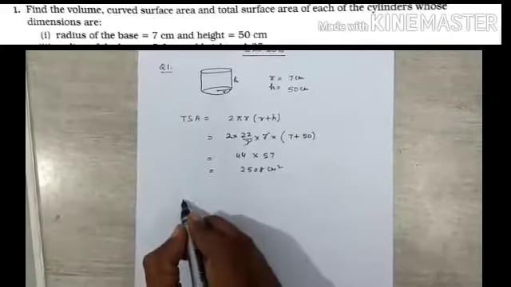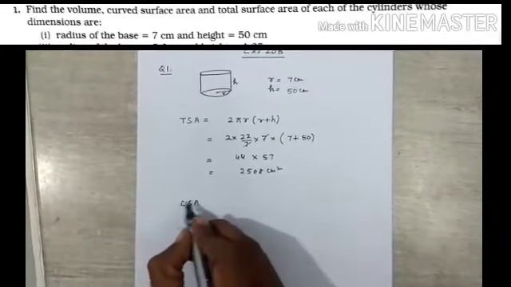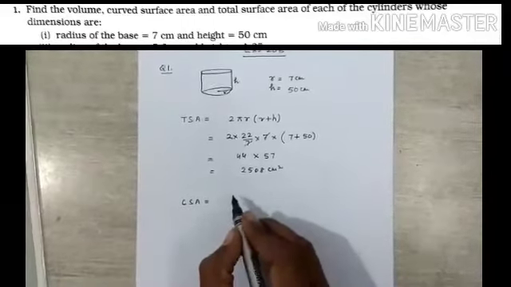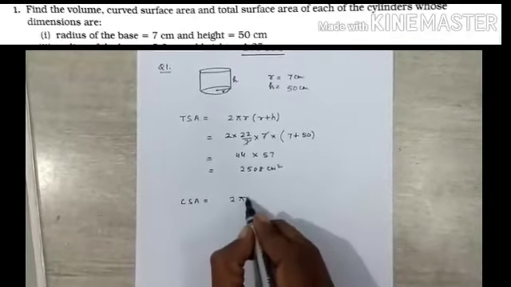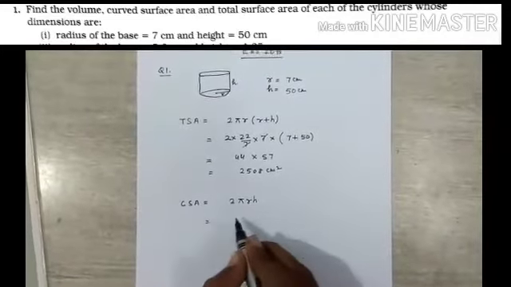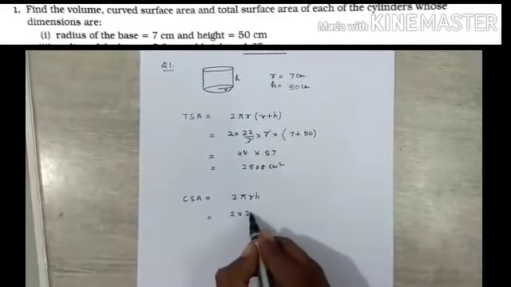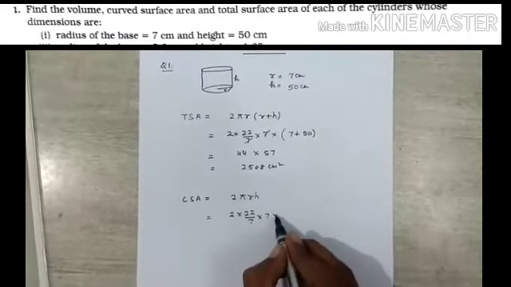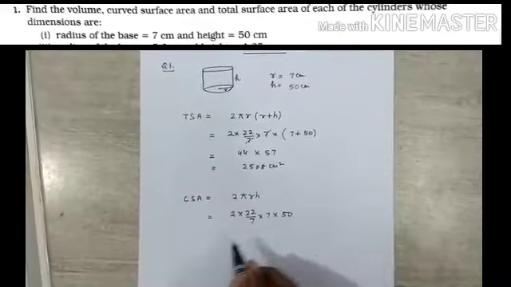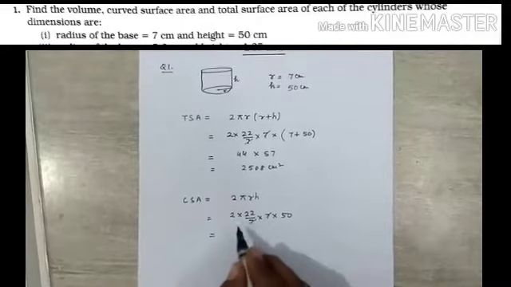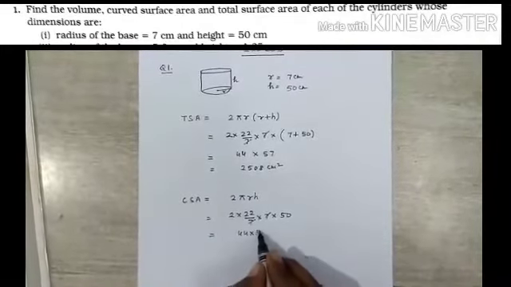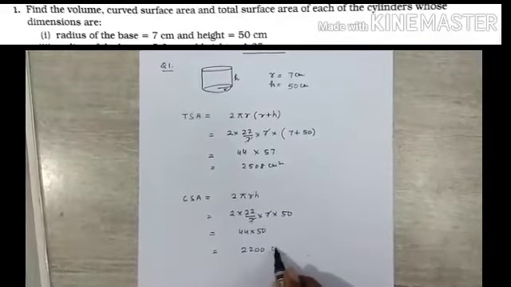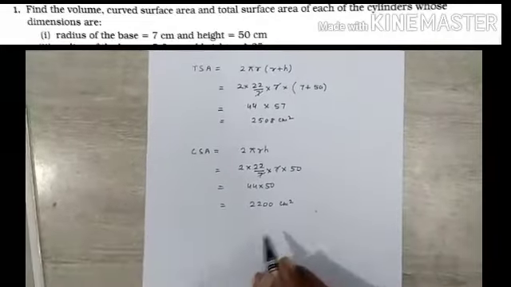Similarly, we will find CSA. CSA means curved surface area of cylinder is asking. Formula of CSA of cylinder is 2 pi r h. Now put the value. 2 value of pi is equal to 22 upon 7. Value of r is given 7 and value of h equal to 50. Now cancel 7 to 7. 44 into 50 will be equal to 2200 square centimeter. This is the CSA.